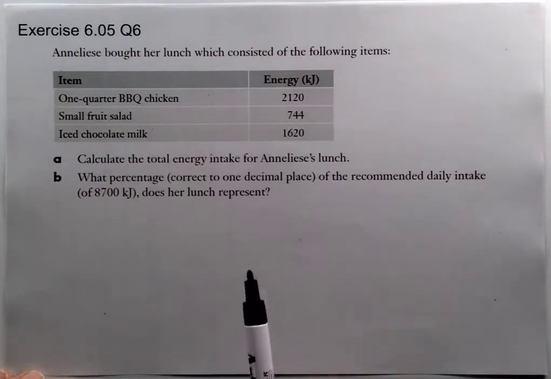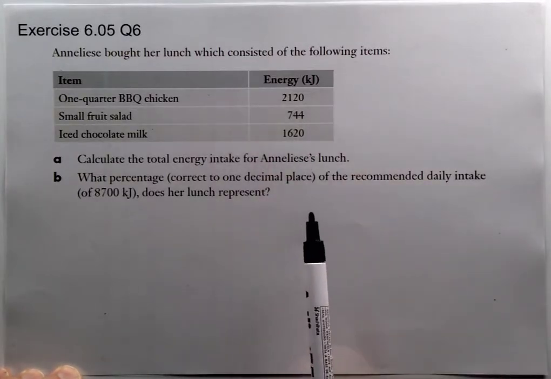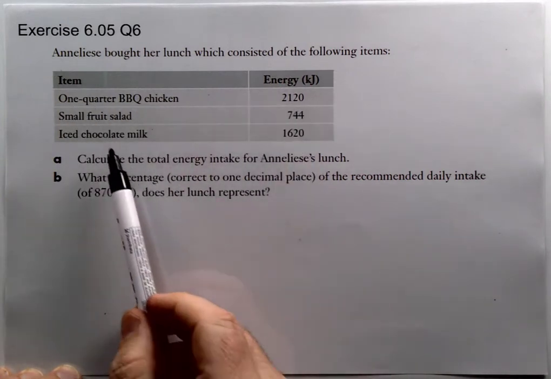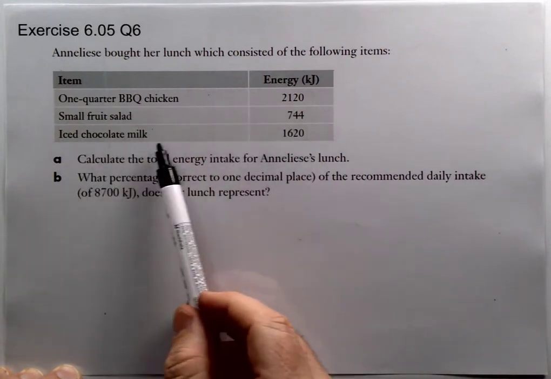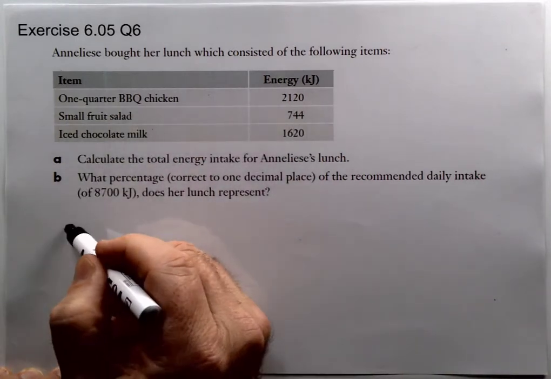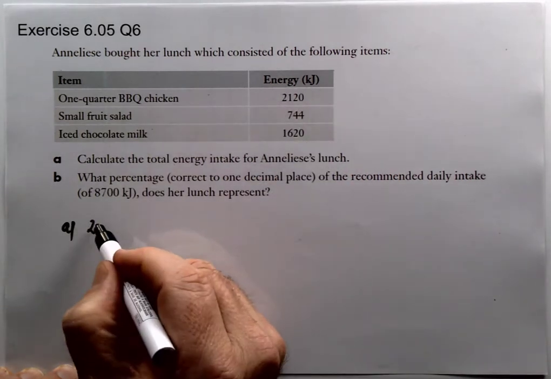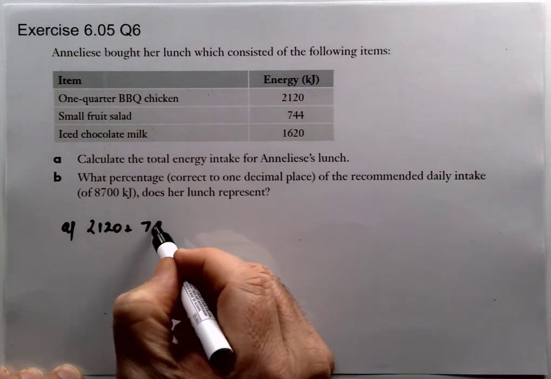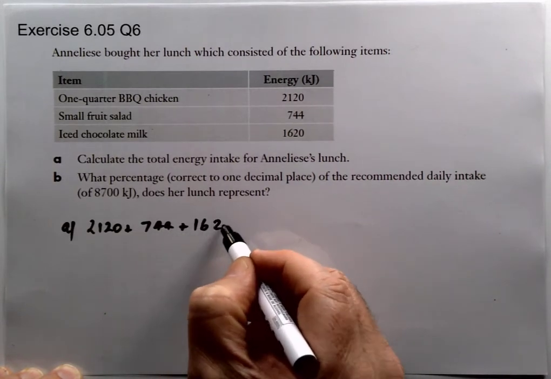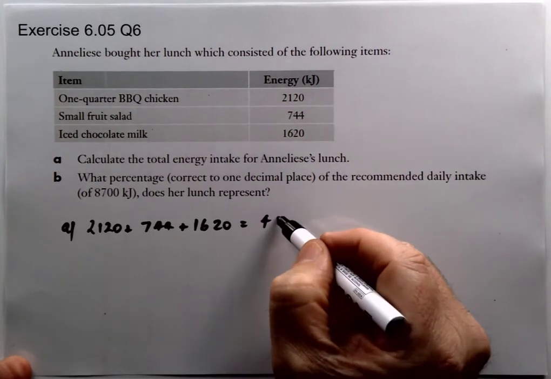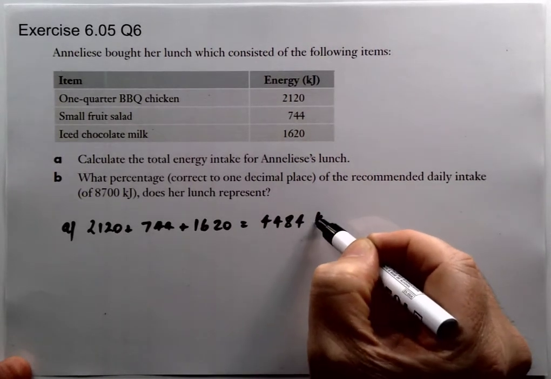Okay, so Annalise bought a lunch which consisted of the following items. So a 1/4 barbecue chicken, 2,120 kilojoules, a small fruit salad, and an iced chocolate milk. Part A, calculate the total energy for Annalise's lunch. So we're just going to add those numbers up on our trusty calculator. Okay, so we're going to get 4,484 kilojoules.